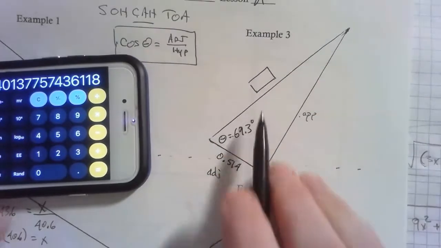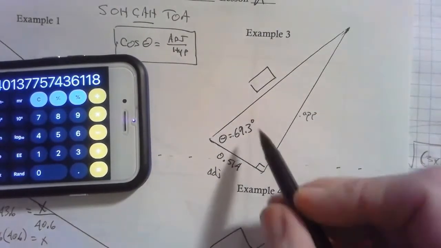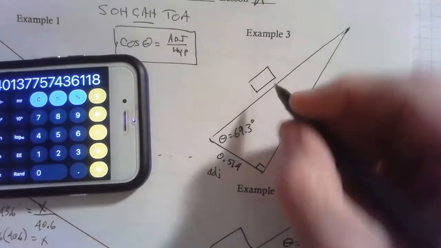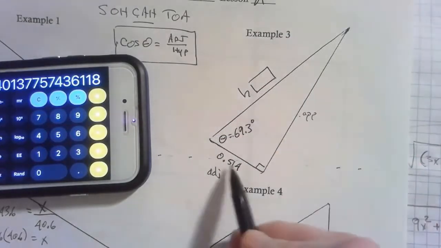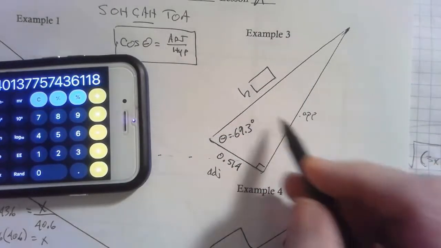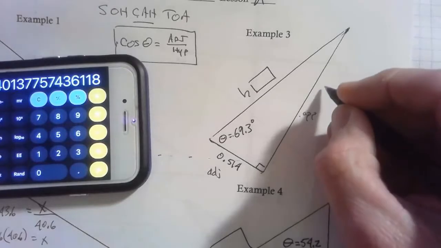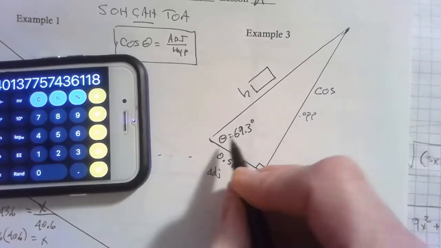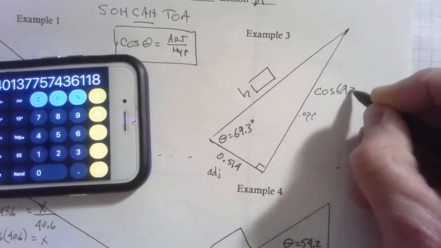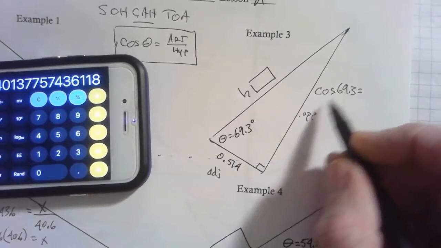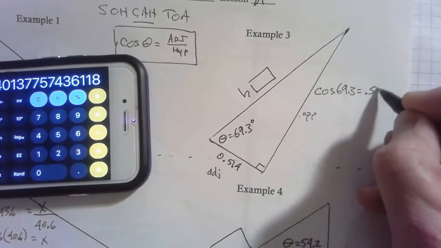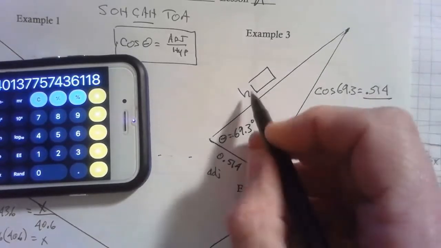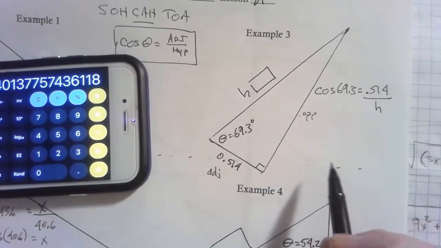All right, what's different about this? So, slight wrinkle here. The thing that I'm missing is the hypotenuse. I want to call it h. I have the adjacent. I don't care about the opposite because cosine doesn't work with the opposite. So what I know is that the cosine of 69.3 equals the adjacent 0.514 over the unknown here, the hypotenuse.